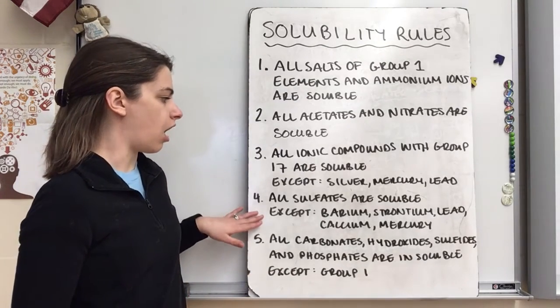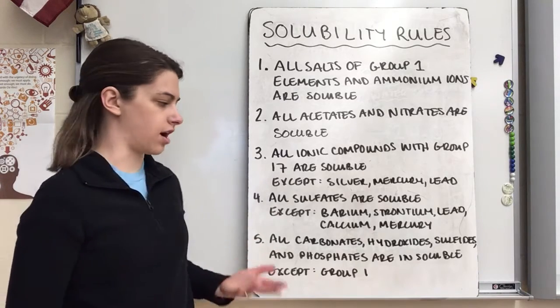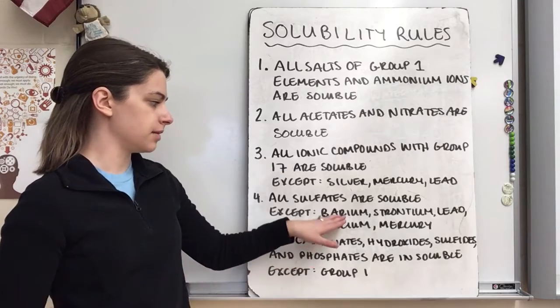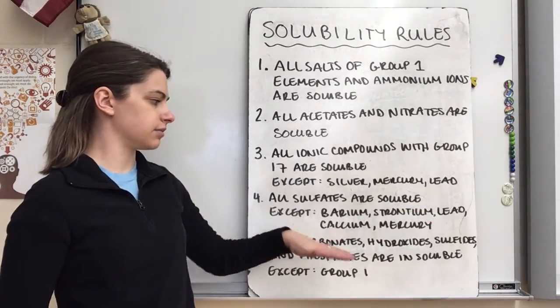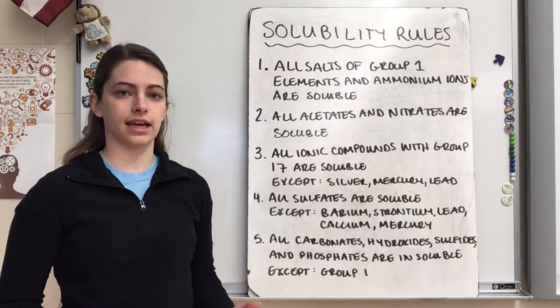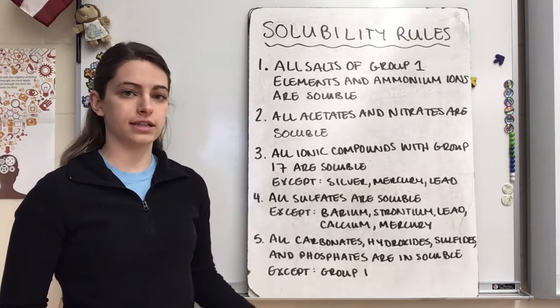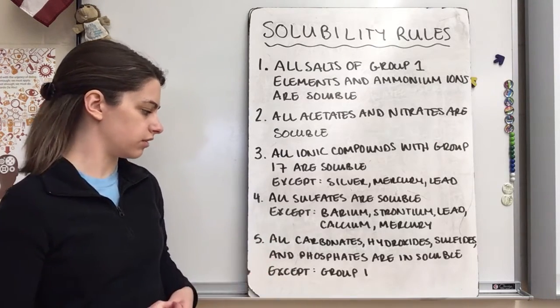Number 4, all sulfates are soluble, except, and this actually has a fairly long exceptions list, except barium sulfate, strontium sulfate, lead sulfate, calcium sulfate, and mercury sulfate. So those are the exceptions. But anything else that's a sulfate compound is going to be soluble, or it's going to dissolve.